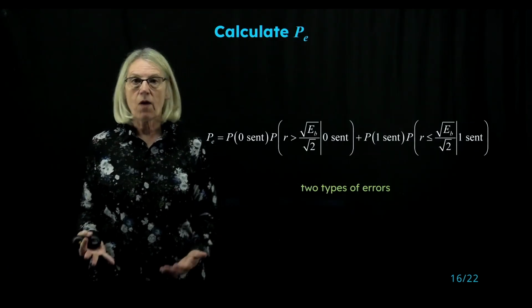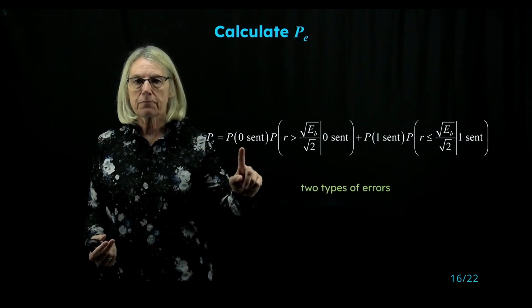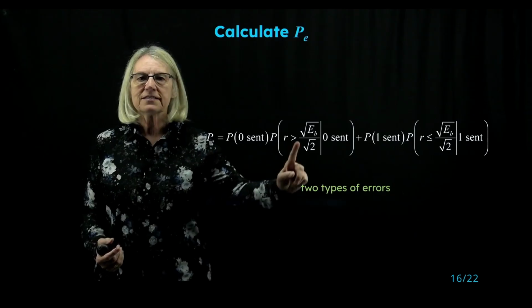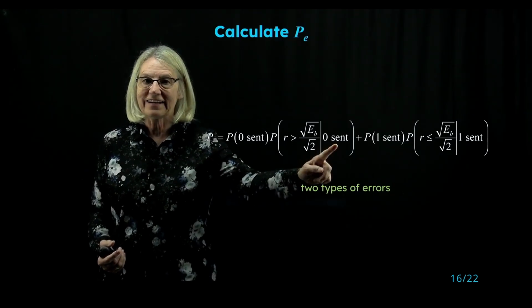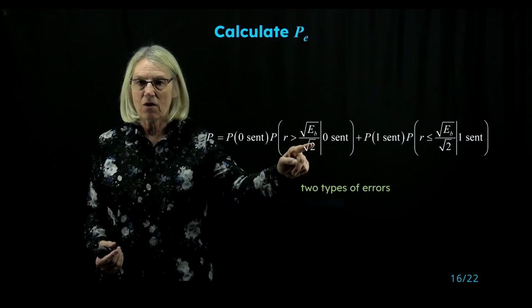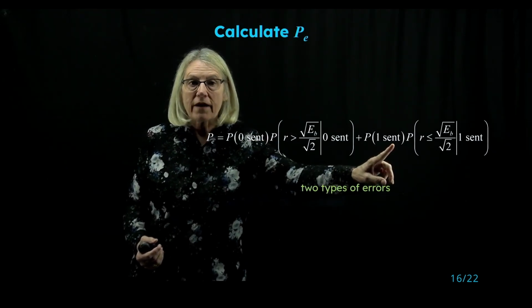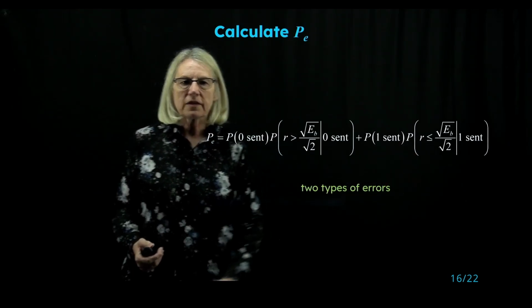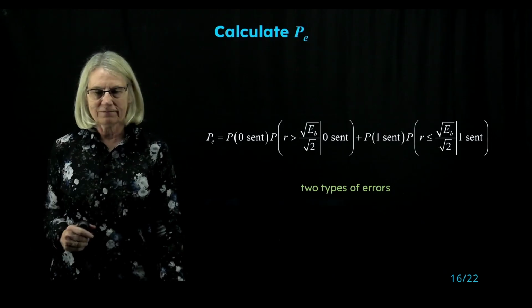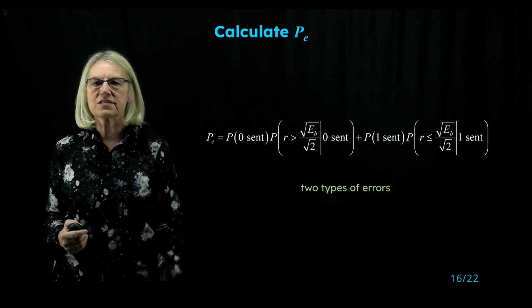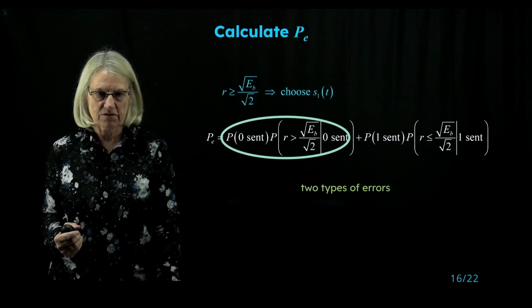I'm going to write this the right way. The probability of error is the probability I sent a 0 times the probability I had an error when I sent that 0, plus the probability that I sent a 1 times the probability that I made an error when I sent that 1. So the probability of error is just the sum of the probabilities of the two types of errors.